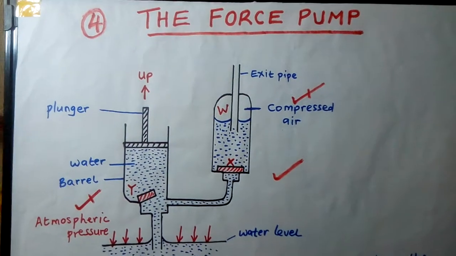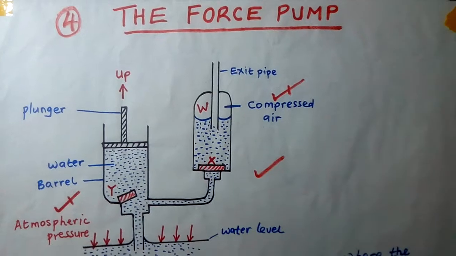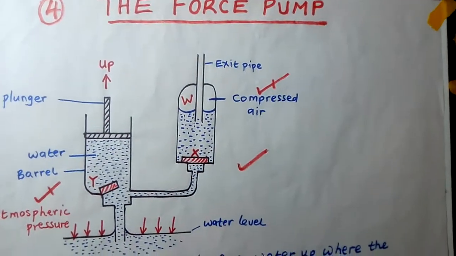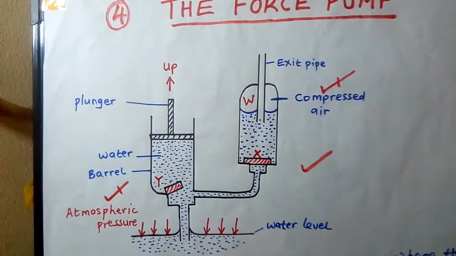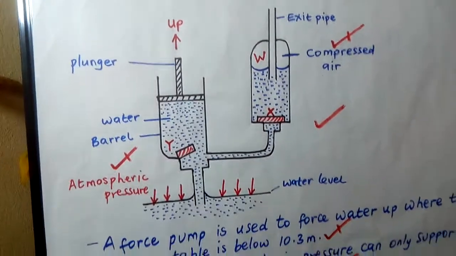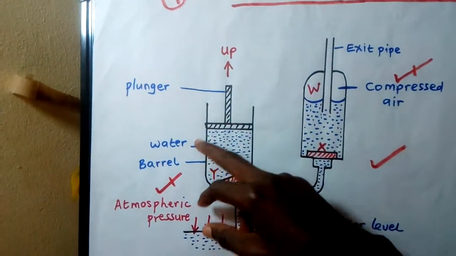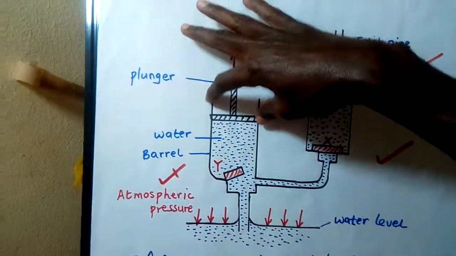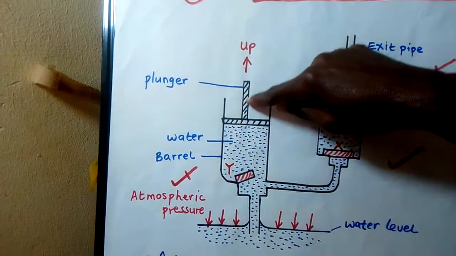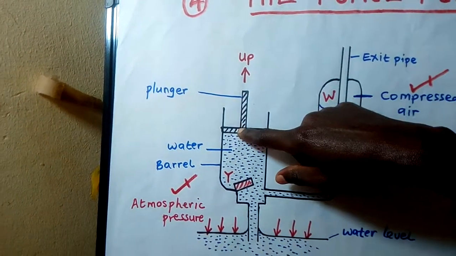Now let's look at the force pump. The force pump also uses atmospheric pressure for its operation. By looking at this diagram, you realize that here you have the barrel. This is the barrel. Then you have the piston, which can be moved either up or down.